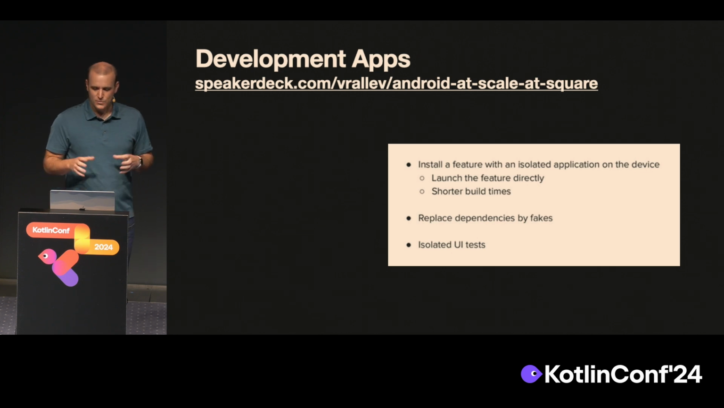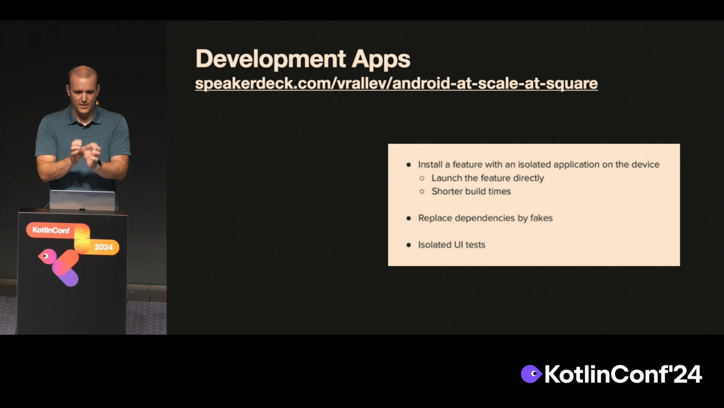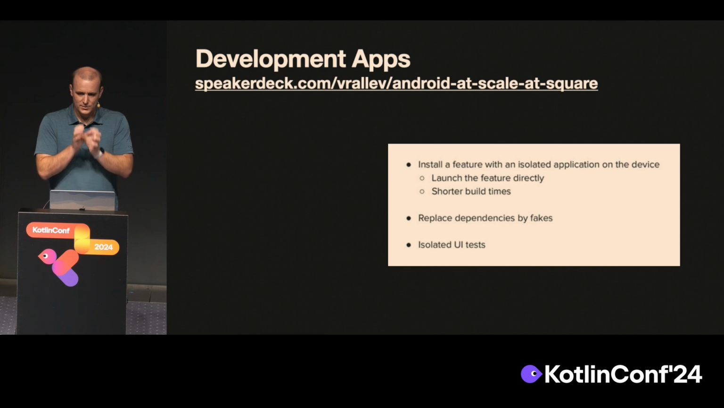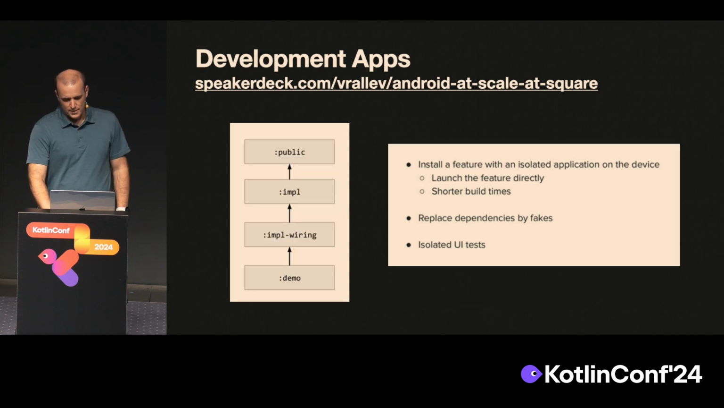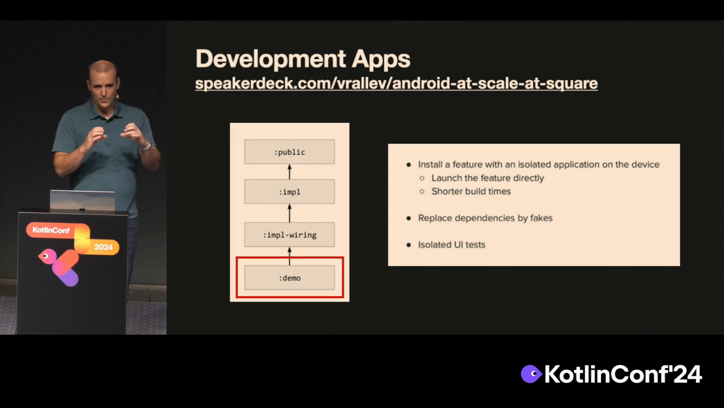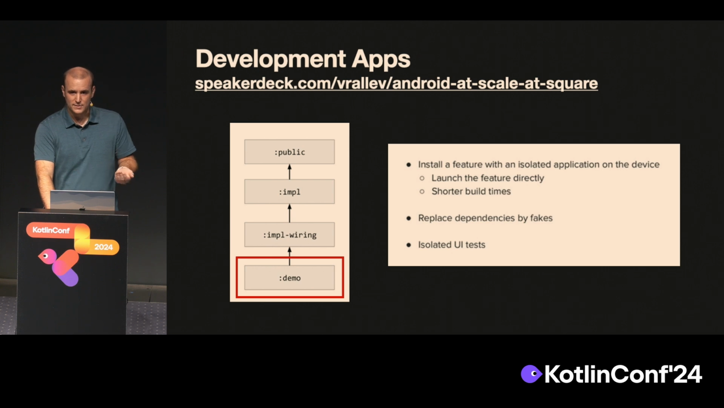So a development app at Square is a small isolated app that allows you to develop and test your feature in isolation. So basically fake out everything, just satisfy the dependencies you need and develop your feature without building the entire app. Internally, sometimes it used to be named a demo app, but these are development apps. And with the module structure that's laid out, and you can watch his talk if you want, these demo apps are the development apps. They relied on impl wiring modules, which actually don't really exist anymore.